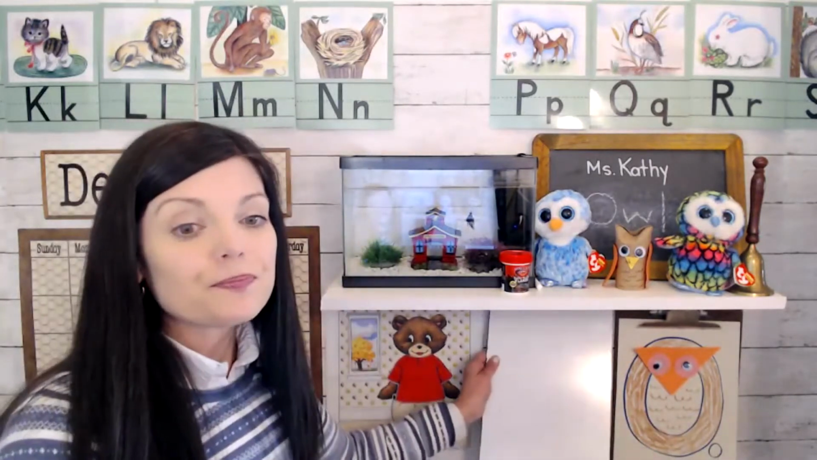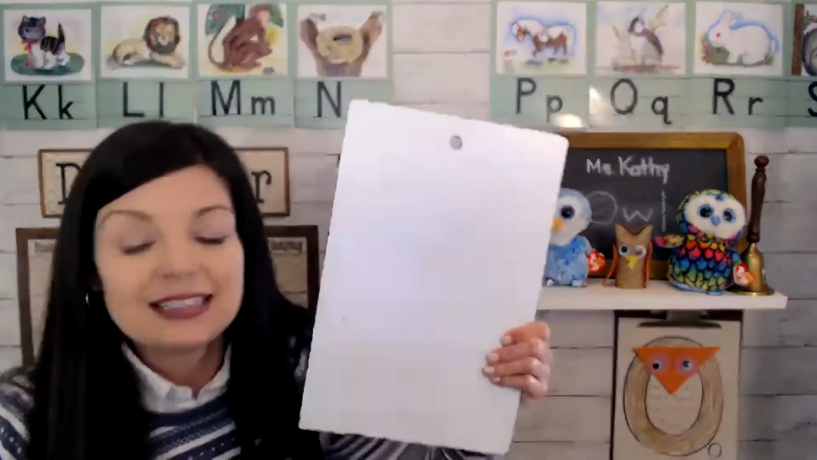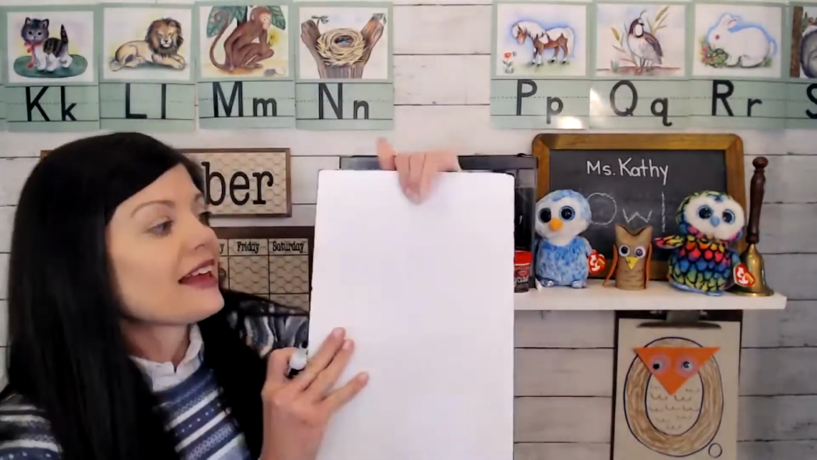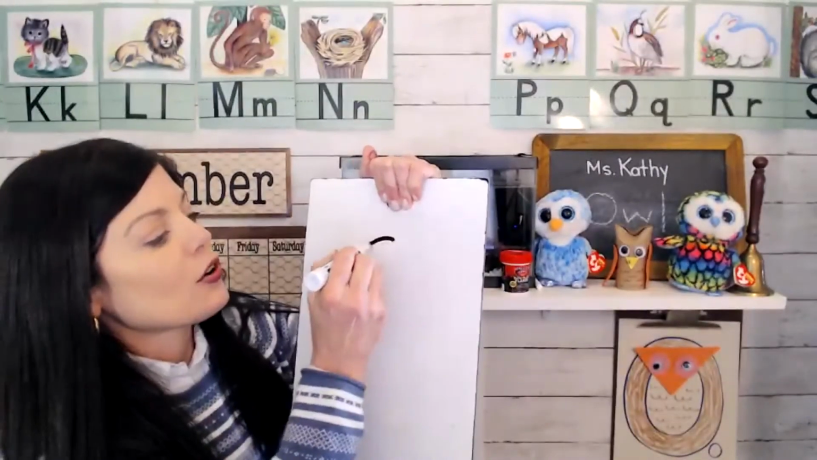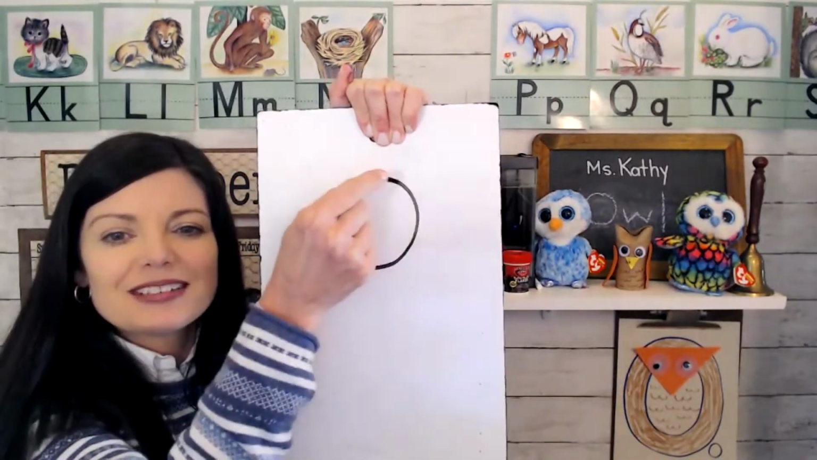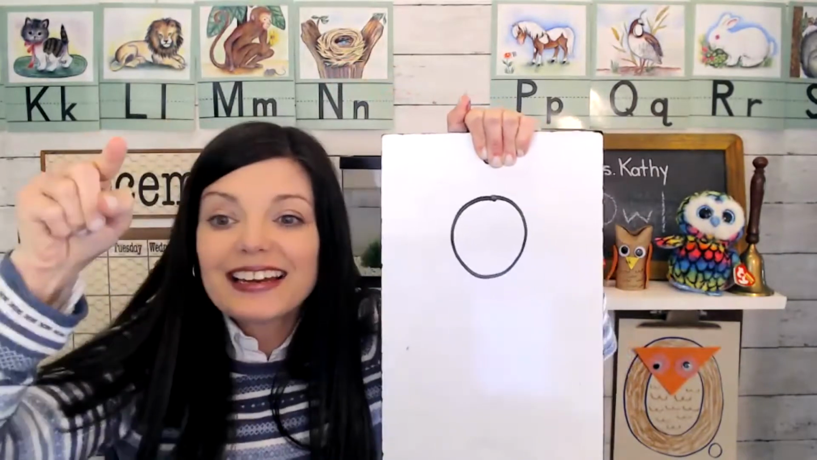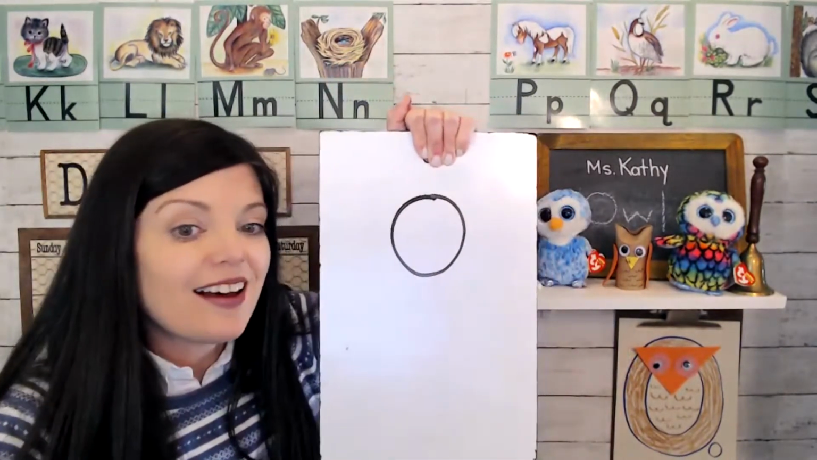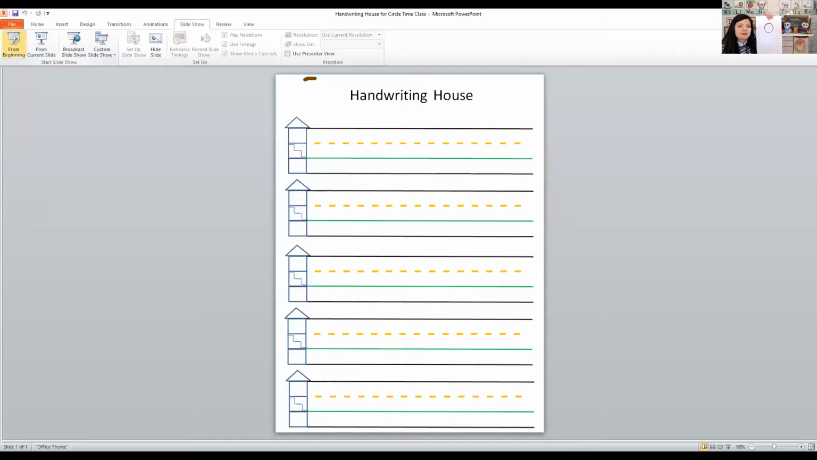Well, now that we know what letter O looks like, we're going to learn how to write the letter O. Letter O is super duper easy. All you have to do is start at the top and then curve around and back. You can skywrite if you'd like to, or you can practice on your own paper or handwriting paper. So just start at the top, curve around and back. Curve around and right back where you started.